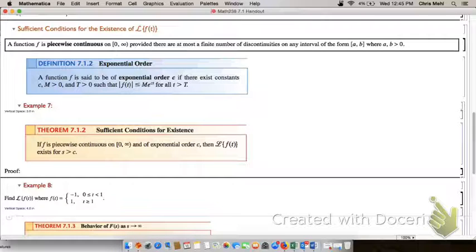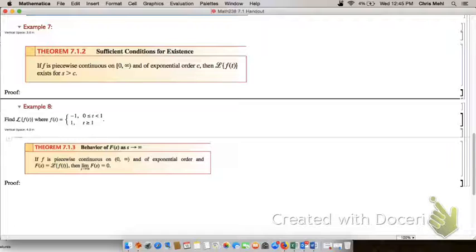Now, I talked about theorem 7.1.2, the sufficient conditions for existence of the Laplace transform: if f is a piecewise continuous function on 0 to infinity and of exponential order c, the Laplace transform exists for s greater than that value c. Okay, so for the Laplace transform to exist, that just means that that improper integral will converge. And that's true as long as s is greater than c.